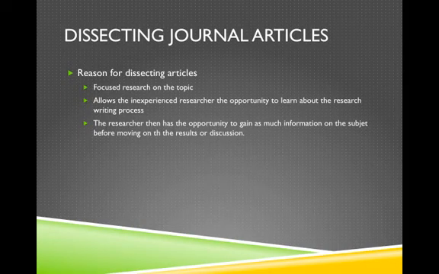Now let's get into dissecting journal articles. Reason for dissecting journal articles: focused research on the topic. You need to find out as much information as you can on the background of your topic. Also, the periphery, which would be things that influence the topic. Then you've got the last step, which is what other authors are saying.